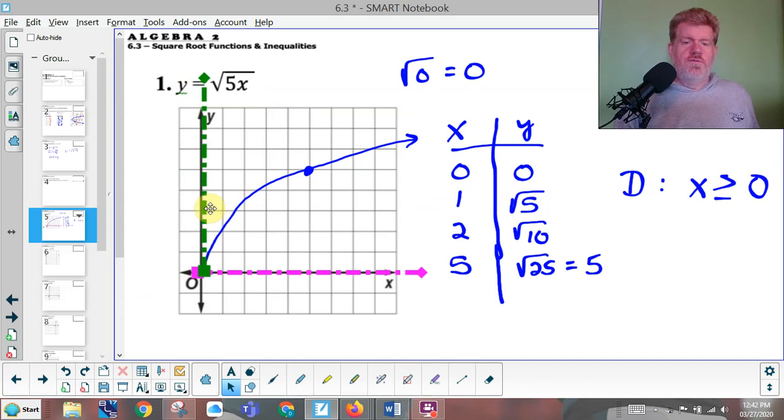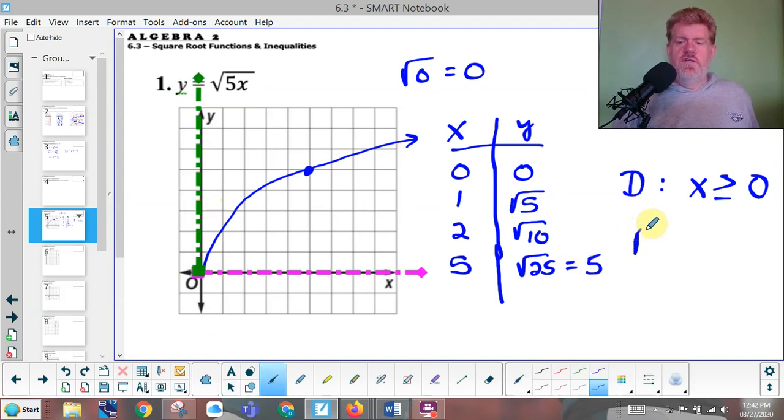So both the domain and the range start at 0. So in this case, the range is all y values greater than or equal to 0. Okay? That is your domain and range. And that is your graph. And basically, that is all that we are doing.